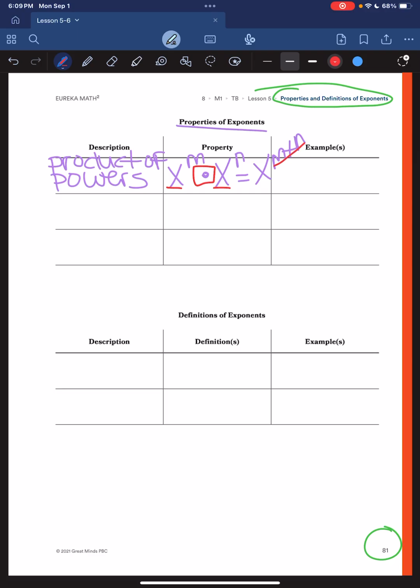So for example, we can actually look at one that we just did. If we take 10 to the 5th times 10 to the 2nd, we get 10 to the 7th. So if you have like bases and multiplication between them, you'll simply add those exponents.